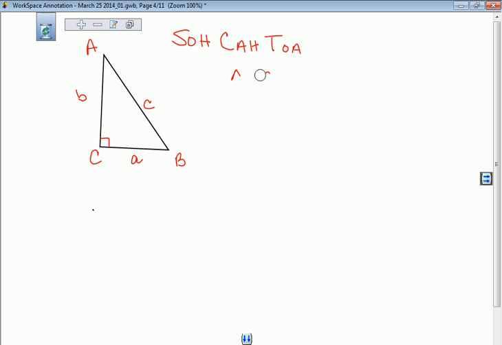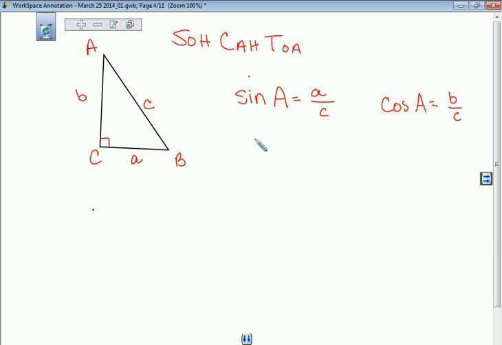Now, let's take a look at something interesting, and you should have started thinking about this when you did your homework. Let's look at sine of angle A. What is that? In this case, it would be a over c. Good. a over c. What about cosine of angle A? Cosine would be b over c.